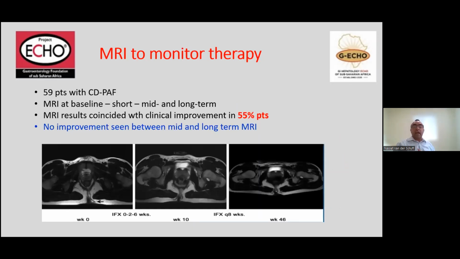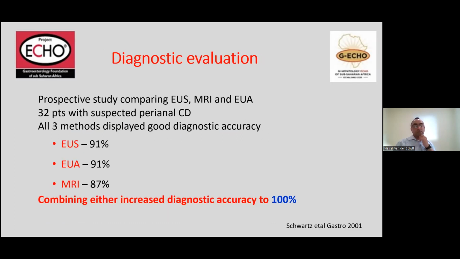MRI, similar to EUS, has been shown to improve healing over time by doing serial MRIs. And in this particular study, the serial MRIs showed, in the short term, clinical improvement in 55% of patients. Interestingly, in the mid to long term, there wasn't a benefit shown.